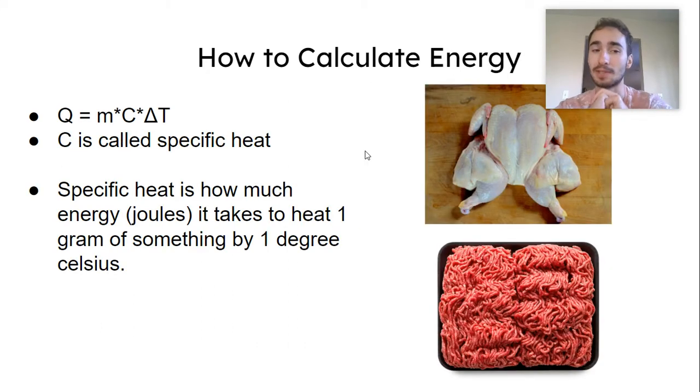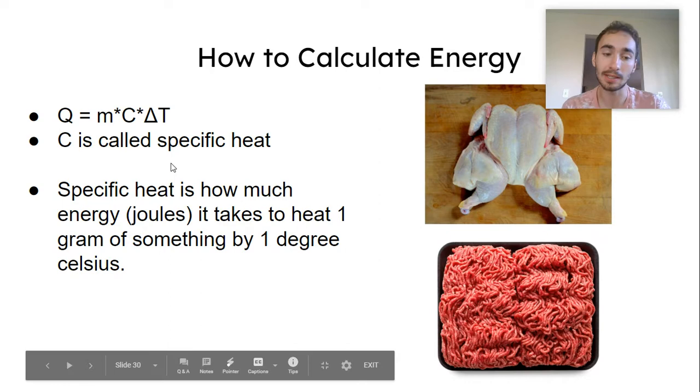Next, specific heat. C, the C represents something called specific heat. That might be a little new. Specific heat is basically how much energy you put into something to heat 1 gram of it by 1 degree. So it's just very simple, just how much energy you need to put into something to heat up 1 gram of it by 1 degree. It's the standard, something we can use to compare different types of materials.